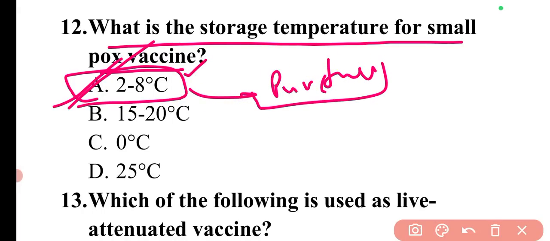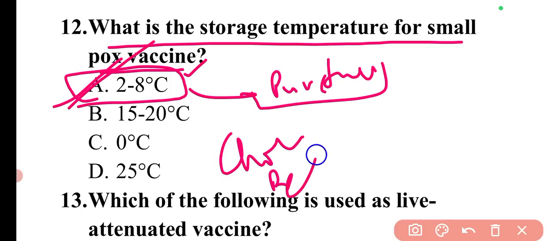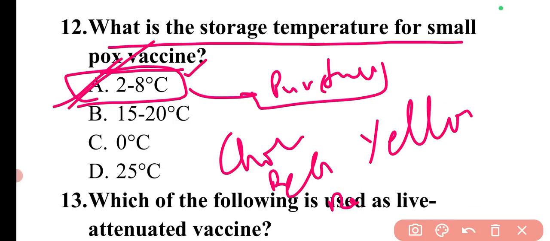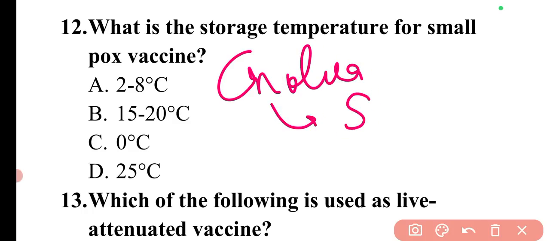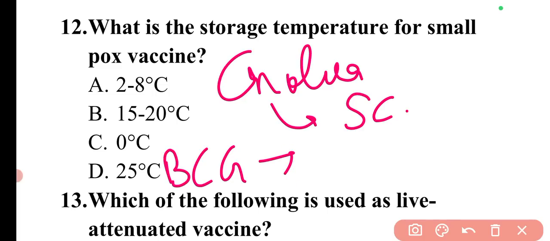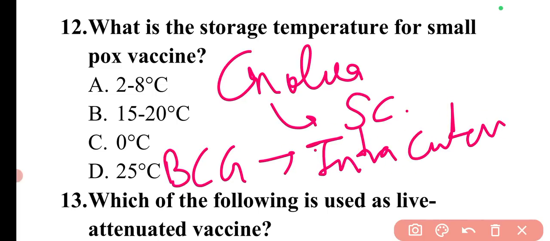It is given by puncturing into the skin. Other vaccines like the cholera vaccine, the BCG vaccine, the yellow fever vaccine, or rabies vaccine, these all are stored at a temperature of 2 to 8 degrees Celsius. And if I talk about the route of administration of these vaccines, the cholera vaccine is given by subcutaneous route. The BCG vaccine is given by intracutaneous or intradermal route.